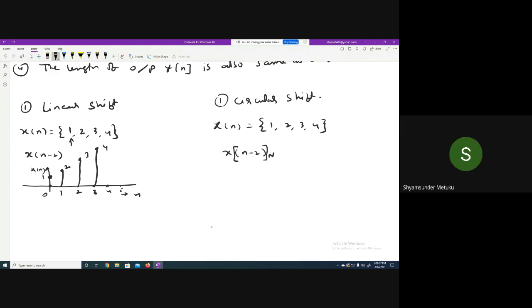The remaining things are very simple. Now let me remove this and write here. I want to draw x of n minus 2, which I already covered in this topic. Can you tell me how it looks? Is it a delay or an advance? You tell me first. Advance.